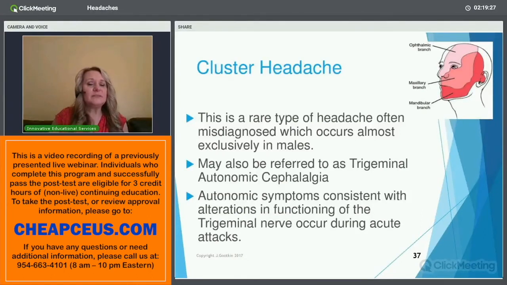Cluster headaches are our next type of headache. This is a very rare type of headache, but I just bring it up in case it comes out in conversation with your patients that they do have this kind of peculiar type of headache. It's very rare. Only 1% of the population presents with it, and it tends to be more common in males between 40 and 50 years old.